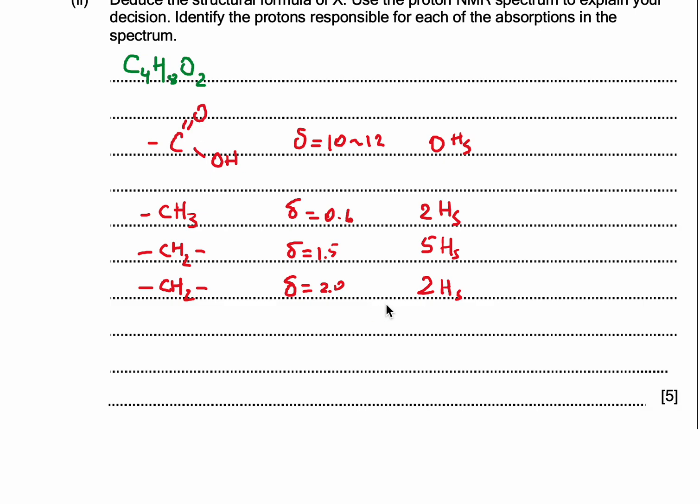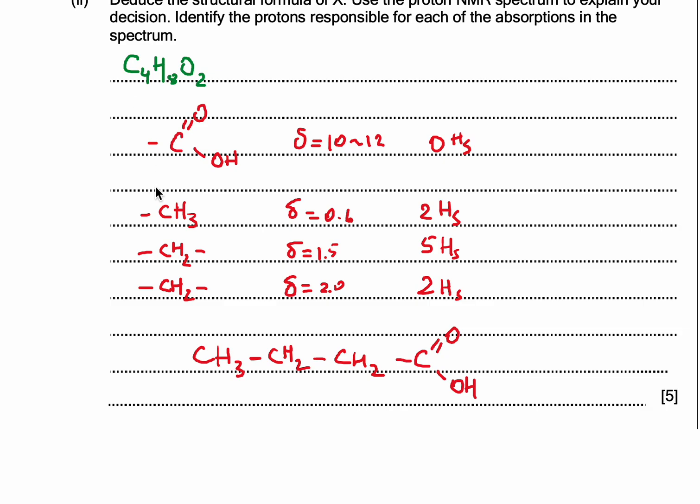When we construct the structure, this is again carboxylic acid, and carboxylic acid is at the end, of course. So we have here C double bond O, OH, and we have CH3, which will be at the end because it's only connected by a single bond. Now we are left with 2 CH2, so we just put CH2 and CH2.